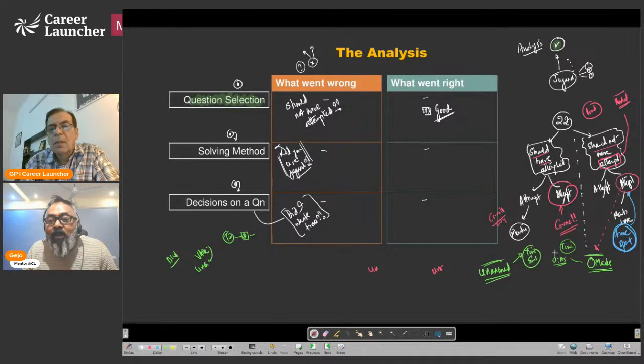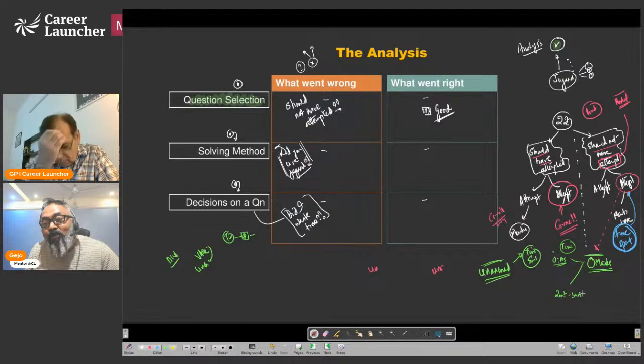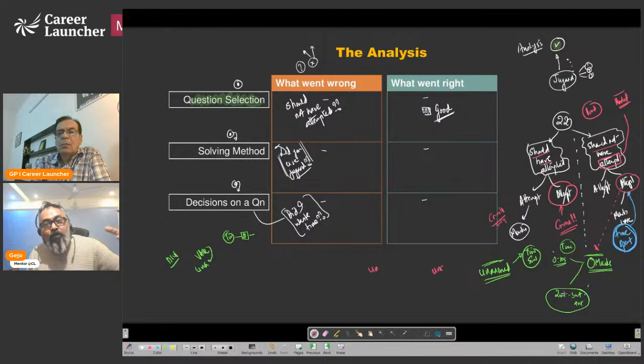Or let's say you took 2 seconds to get 0 marks, which means I did not even read the question. I looked and left, which is a problem. The other problem is I spent something like 2 minutes, 3 minutes, plus 4 minutes, etc. to get 0 marks. There's another set of problems. These are the two sets of problems.